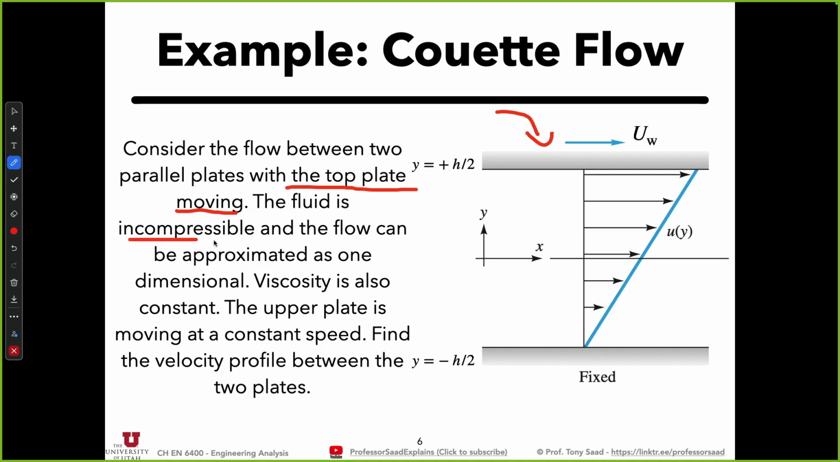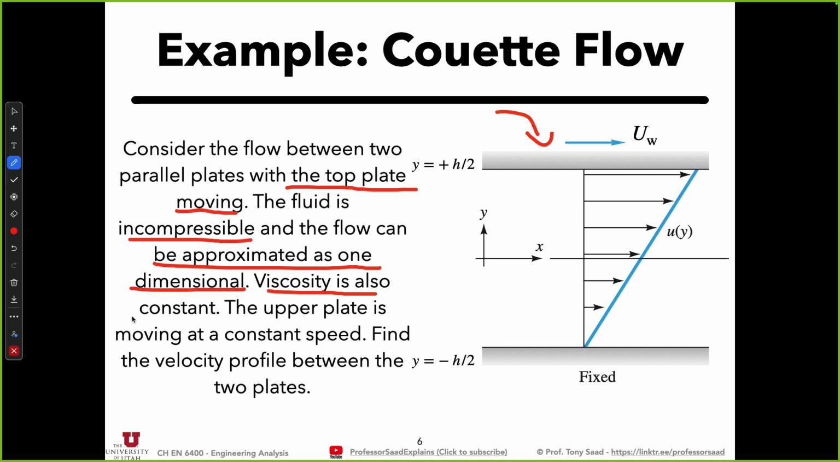The fluid is incompressible, so check mark. So we are headed to the Navier-Stokes equations. And the flow can be approximated as one-dimensional. So in other words, I'm not worried about variation in the y or the z directions. So there's no v velocity component and there's no w velocity component. There you go. I told you, assume the flow is one-dimensional, so you can knock out the dimensionality for v and w.